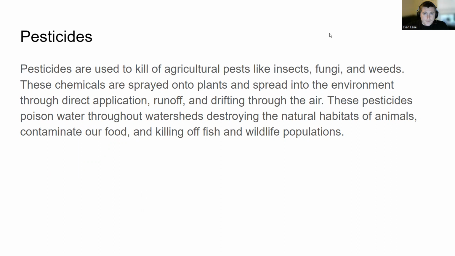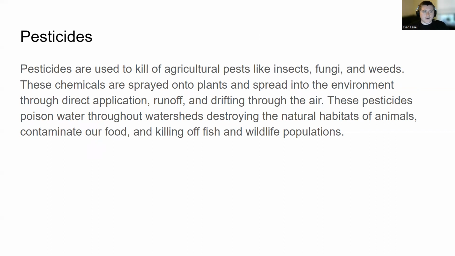Pesticides are another thing that pollutes water from agricultural runoff, and these pesticides are used to kill a lot of pests in agricultural fields. Insects, fungi, and weeds are all targeted by different types of pesticides. So you have insecticides, fungicides, and herbicides. And these chemicals are just blanket sprayed onto plants, and they can spread into the environment through several different ways.